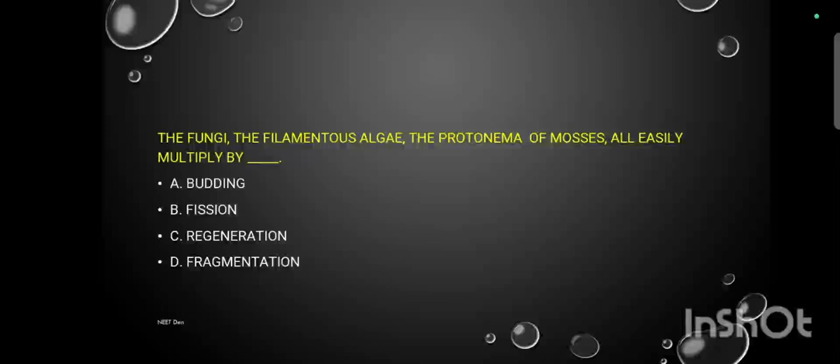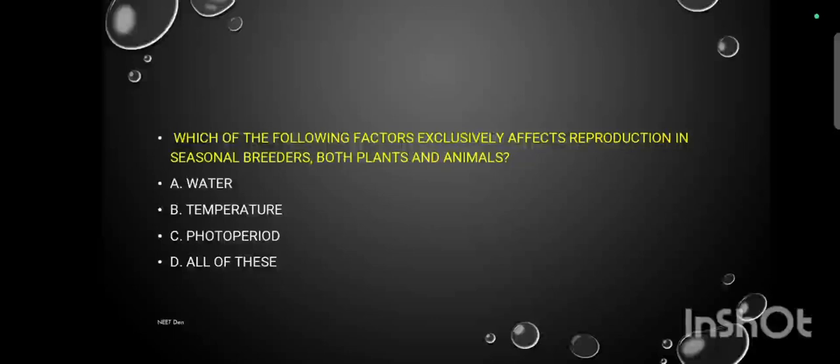Question: the fungi, the filamentous algae, the protonema of mosses all easily multiply by A, budding, B, fission, C, regeneration, and D, fragmentation. So the correct answer here is D, fragmentation. Question: which of the following factors exclusively affects reproduction in seasonal breeders, both plants and animals? So options are A, water, B, temperature, C, photoperiod, D, all of these. So the answer is C, photoperiod.